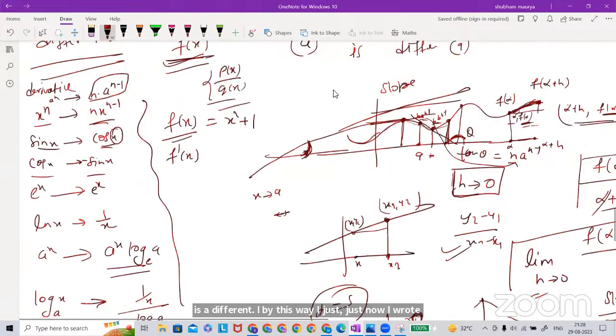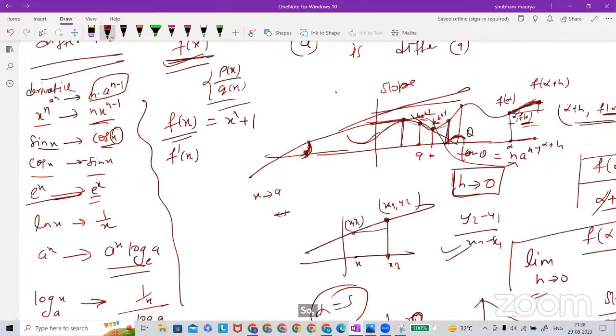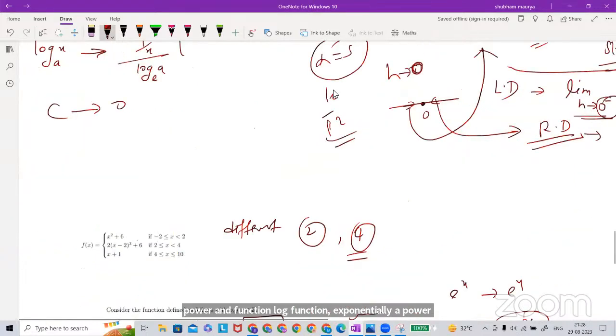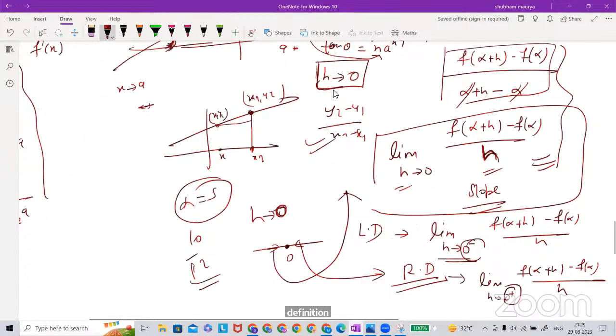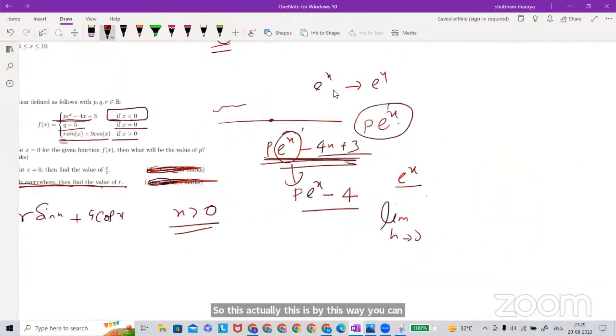So e power x, sine function, cos function, x to the power n function, log function, exponential a power x function, all are actually differentiable functions. You can verify easily with the limit, with the definition. Okay, we can easily verify. So by this way you can say this is differentiable. This is the same x to the power n case where n is actually 1. So that's why this is also differentiable. This is constant. So that's why it is differentiable.